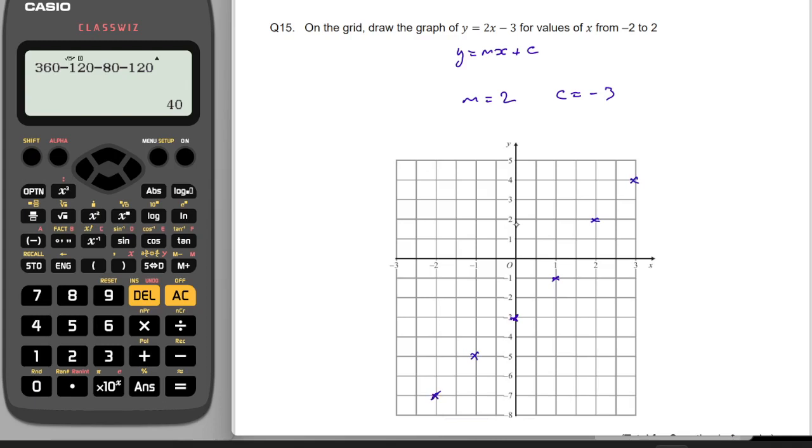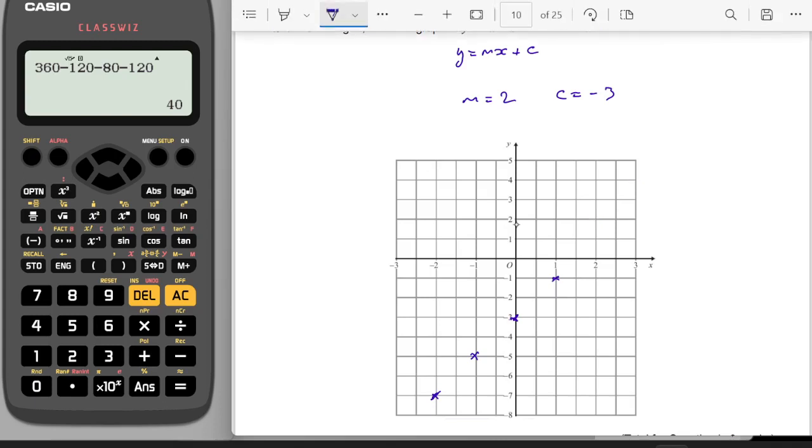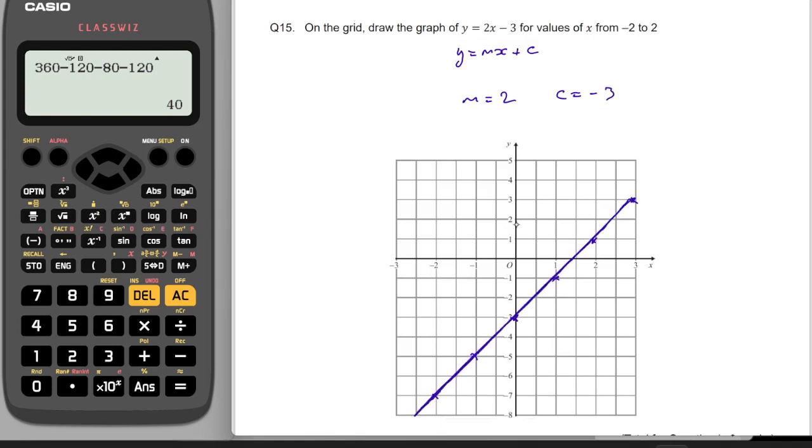So that's going to be my... I've gone slightly wrong here. I didn't go up 2. 1 across, 2 up. 1 across, 2 up. So that's going to be my line. And if I did it from a table of values, what I'd be saying is I'm going to make up some x values, and I'm going to find out their corresponding y values. So I can do as many as I want.